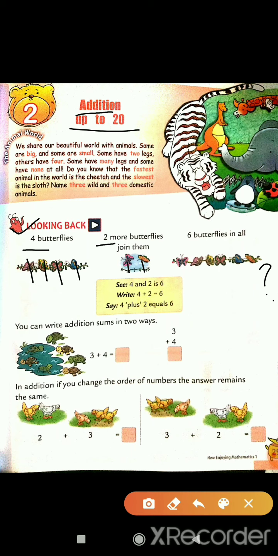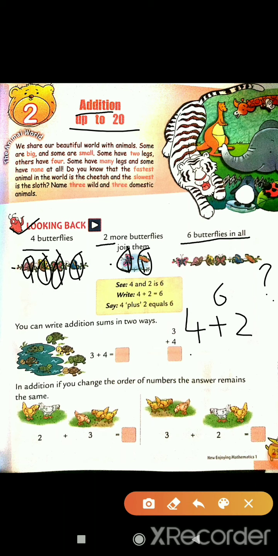For that, we need to count these 4 butterflies and these 2 butterflies together. So, count it together. 1, 2, 3, 4, 5, 6. How many butterflies? 6 butterflies. So, 6 butterflies in all. So, 4 plus 2 is equal to 6.